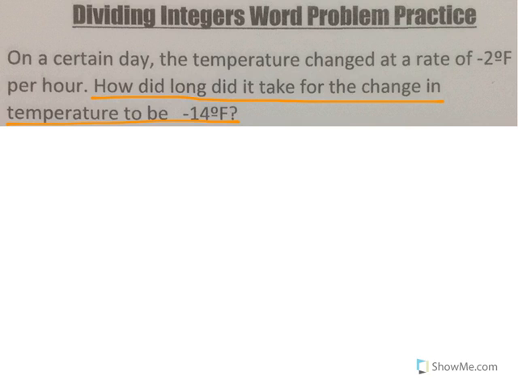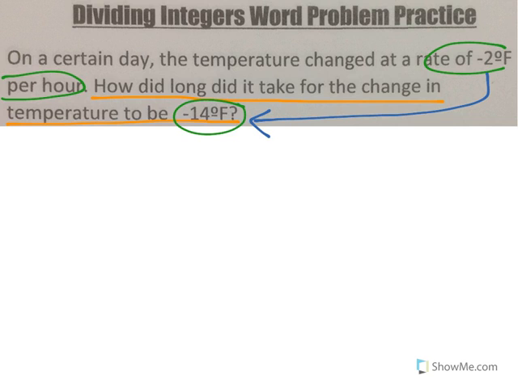Now I'm going to circle or underline any other important information in the problem. I think that the rate of negative 2 degrees Fahrenheit per hour is important, and I also want to know what other number I'm working with, and that's negative 14 degrees Fahrenheit. So if the total change in temperature is negative 14 degrees Fahrenheit at a rate of negative 2 degrees Fahrenheit per hour, and we want to find out how long it takes, that means we need to find out how many times negative 2 goes into negative 14. So our problem is negative 14 divided by negative 2.